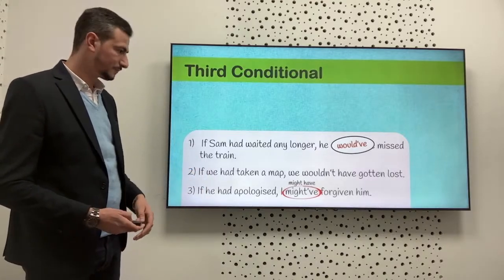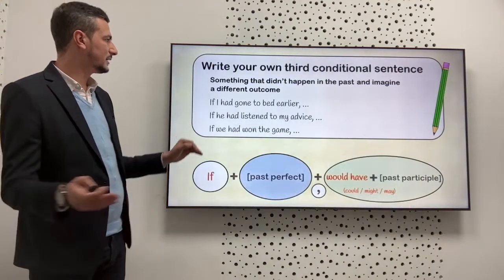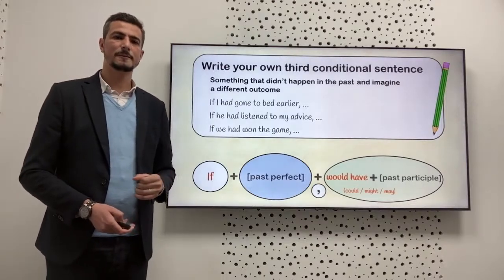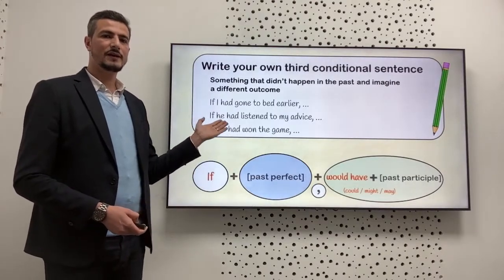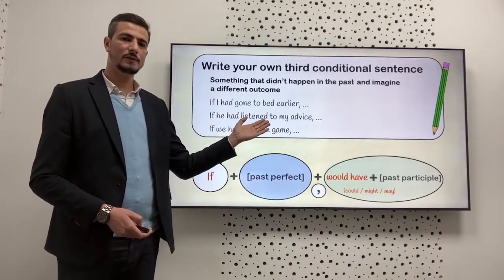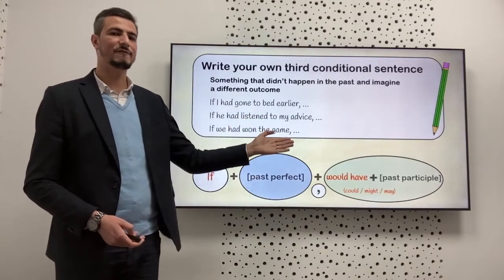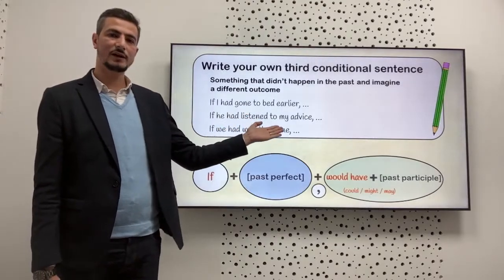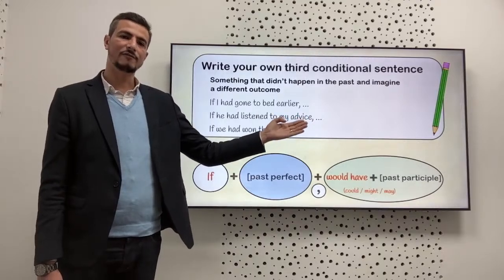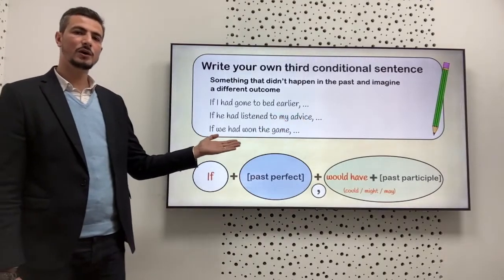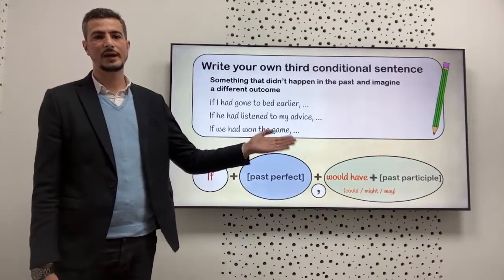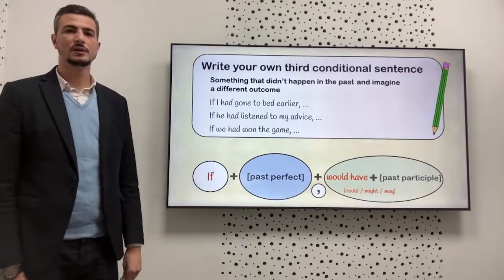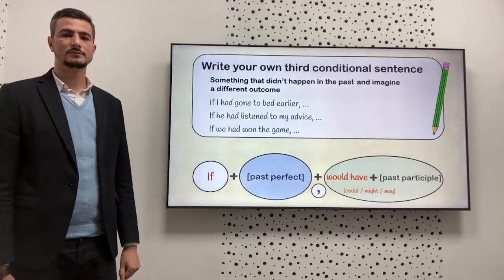Let's take some time again and try to write your own third conditional sentences. You can use these startings. If I had gone to bed earlier, I would have. Continue. If he had listened to my advice, he would have. And if we had won the game, we would have. I'll give you 1 minute to finish these sentences.